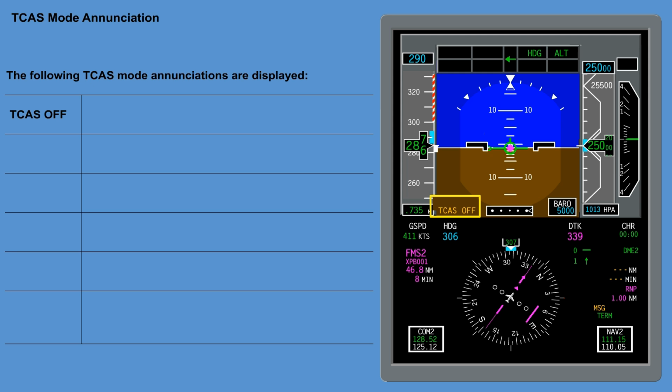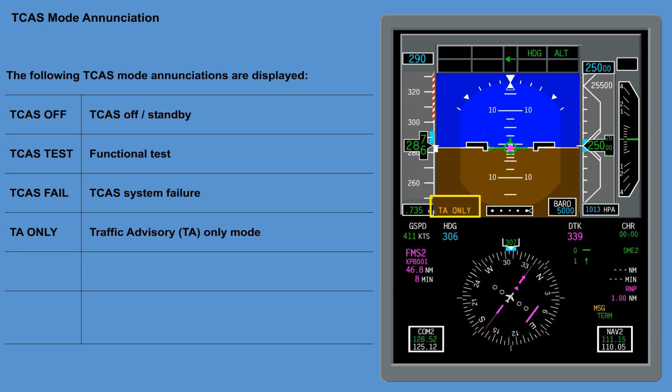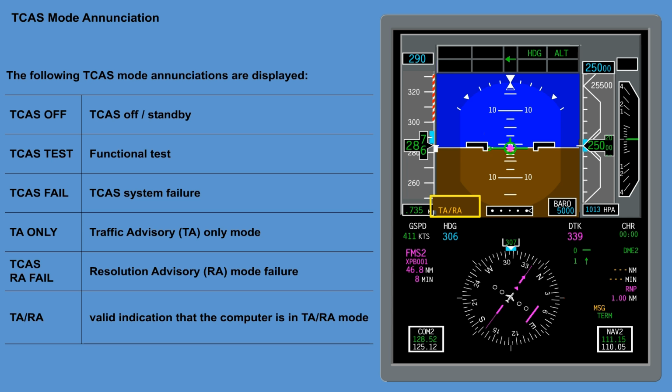TCAS off indicates TCAS off and also indicates standby. TCAS test indicates functional test. TCAS fail indicates TCAS system failure. TA only indicates traffic advisory only mode. TCAS RA fail indicates resolution advisory mode failure. TA RA indicates a valid indication that the computer is in TARA mode.